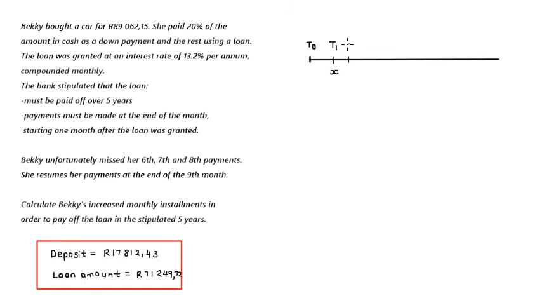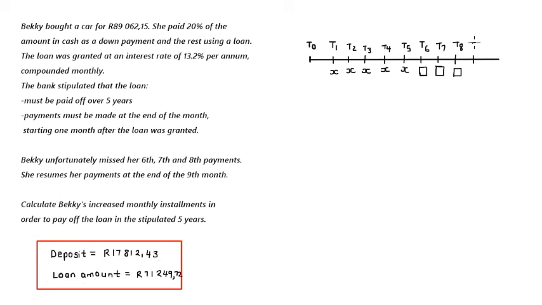That's going to carry on for the second month. She's going to make a payment. The third month, she makes another payment. The fourth month, again another payment. The fifth month, again another payment. But then something happens here on the sixth month. She misses a payment, so nothing goes into this account. Again, for the seventh month, she misses a payment. And also for the eighth month, she misses a payment.